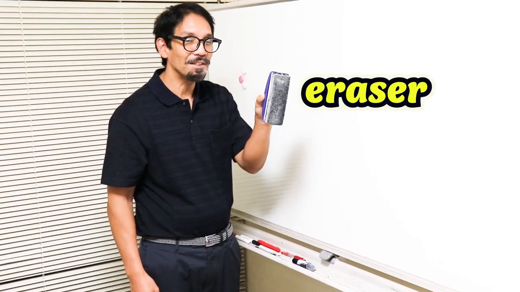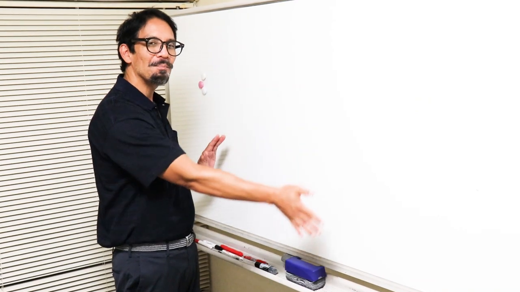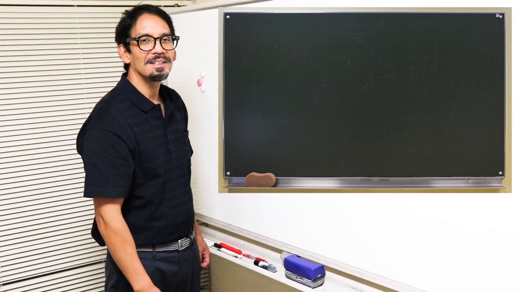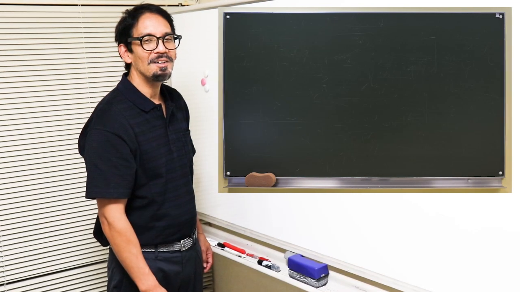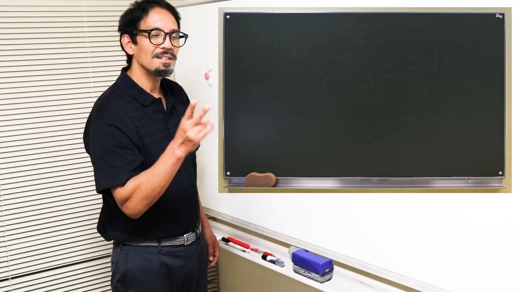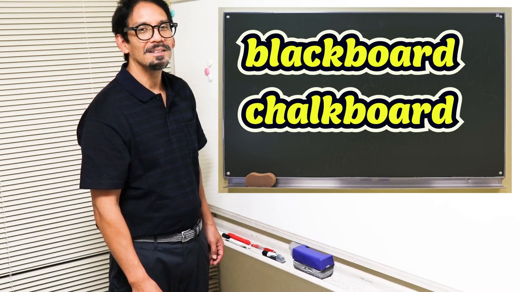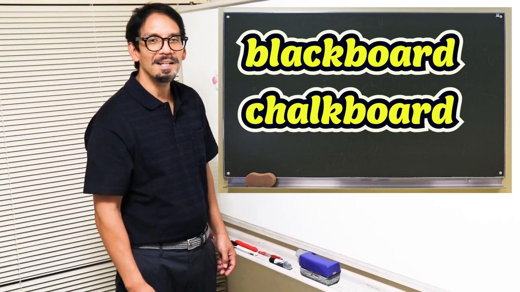It's an eraser. All right, so this is a whiteboard, but there's another board that uses chalk. Can you guess what it's called? All right, there are two ways to call it. It's a blackboard or a chalkboard. All right, great. So let's go on to the next thing.